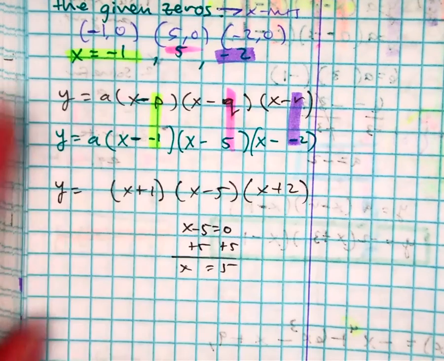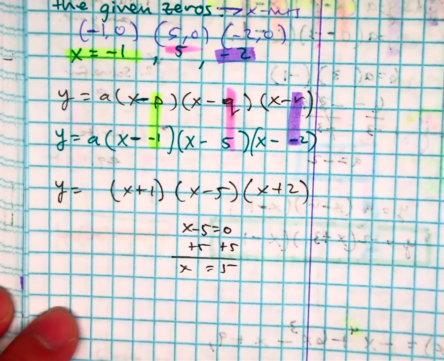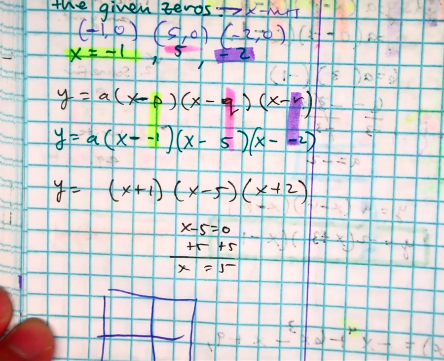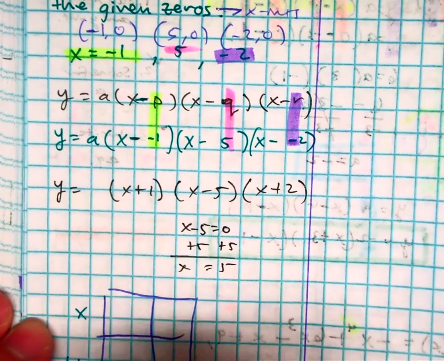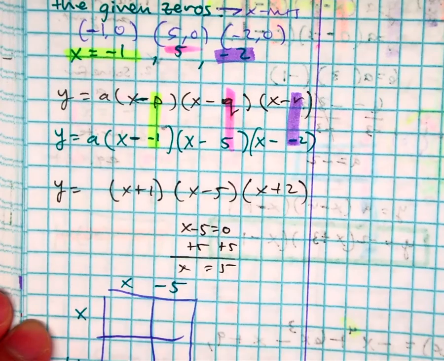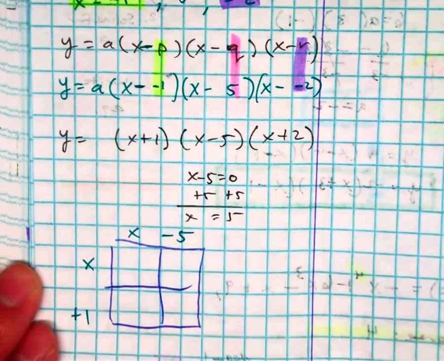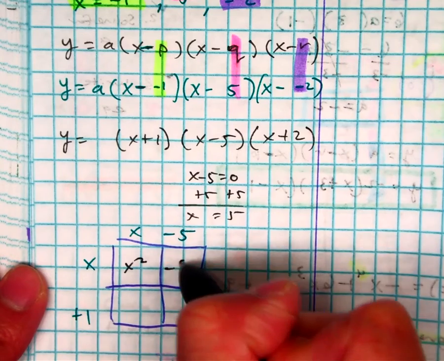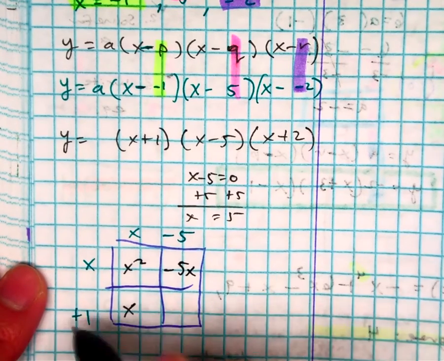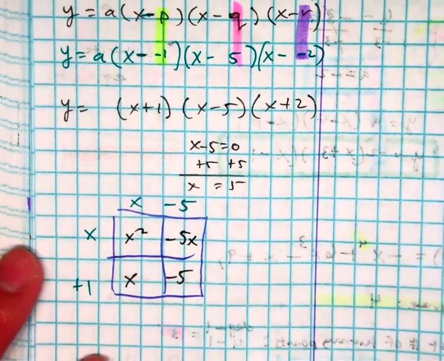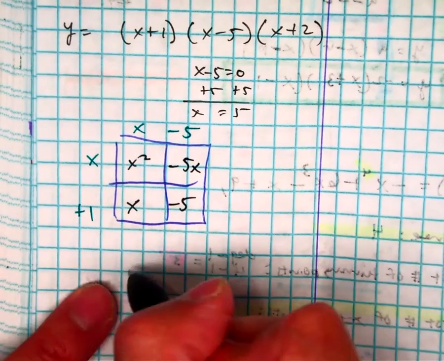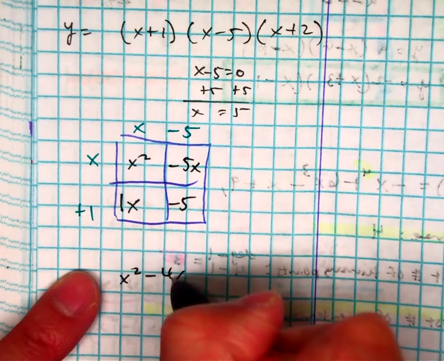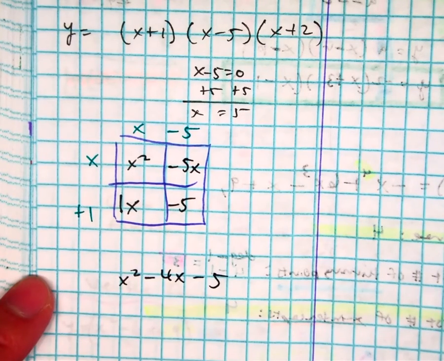Now this problem tells us to write it in standard form, which means no parentheses. So I'm just going to do a bunch of boxes and multiply, or you can use FOIL. X plus 1, x minus 5. X times x is? What goes here? X and minus 5. Right? So if I combine like terms, I will get x squared. This is a 1x, so that's negative 4x minus 5.